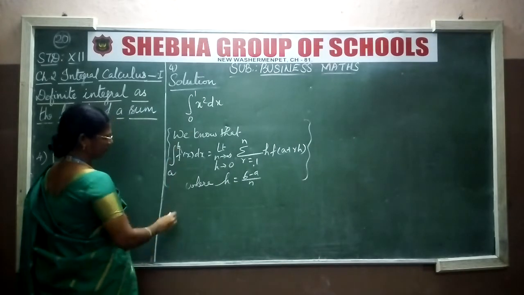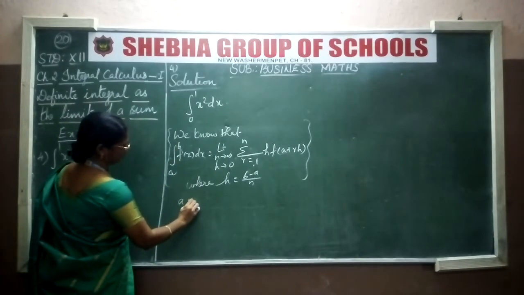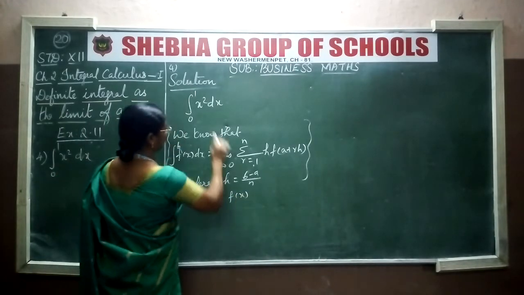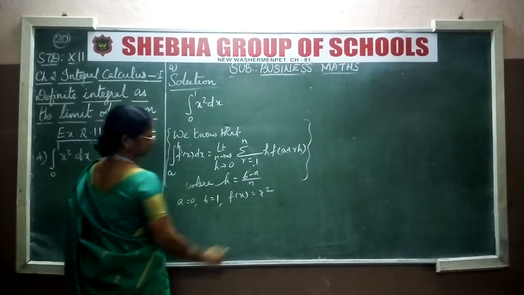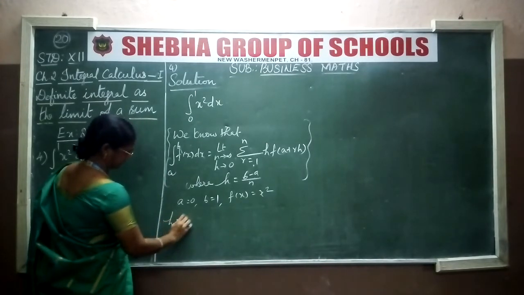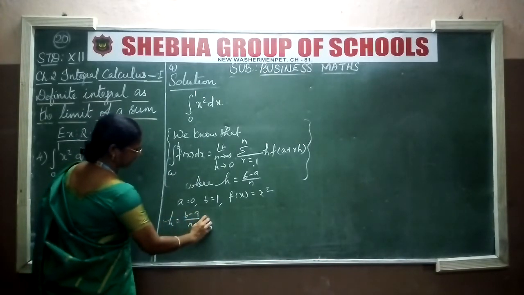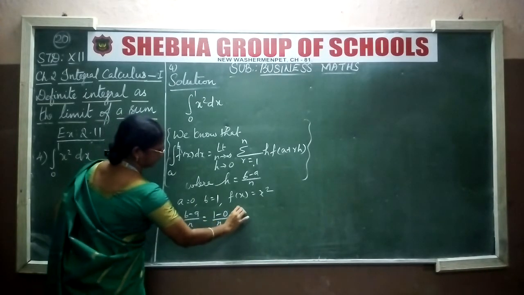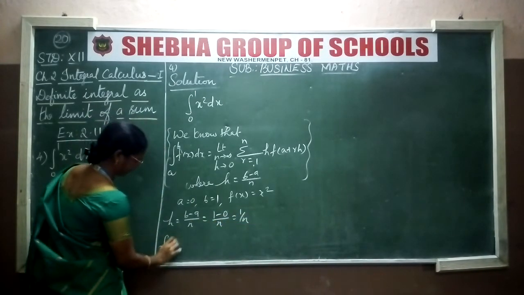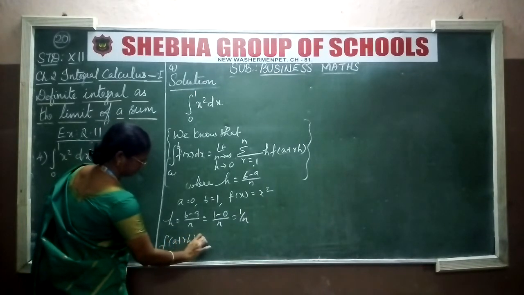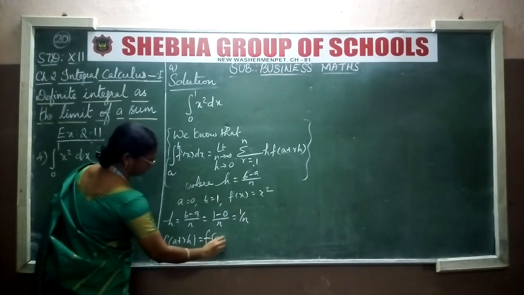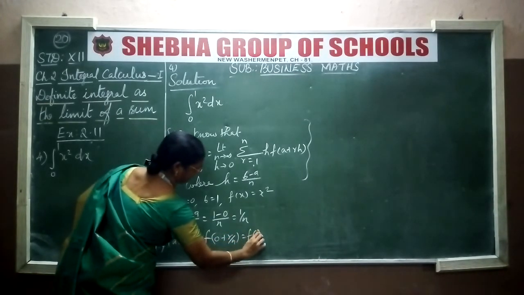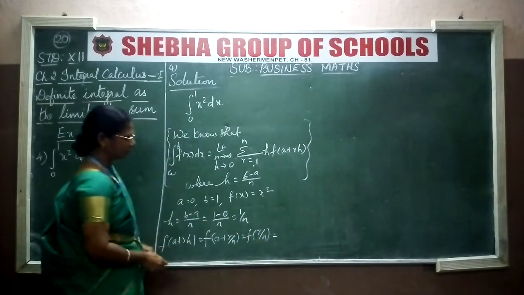comparing this with the formula, we get what is a. A is the lower limit and b is the upper limit. And f of x is our integral function, that is x square. And find h. H is b minus a by n, isn't it? Substituting, we get 1 minus 0 by n equal to 1 by n. And what is f of a plus rh? So f of a is 0, r into h is 1 by n.